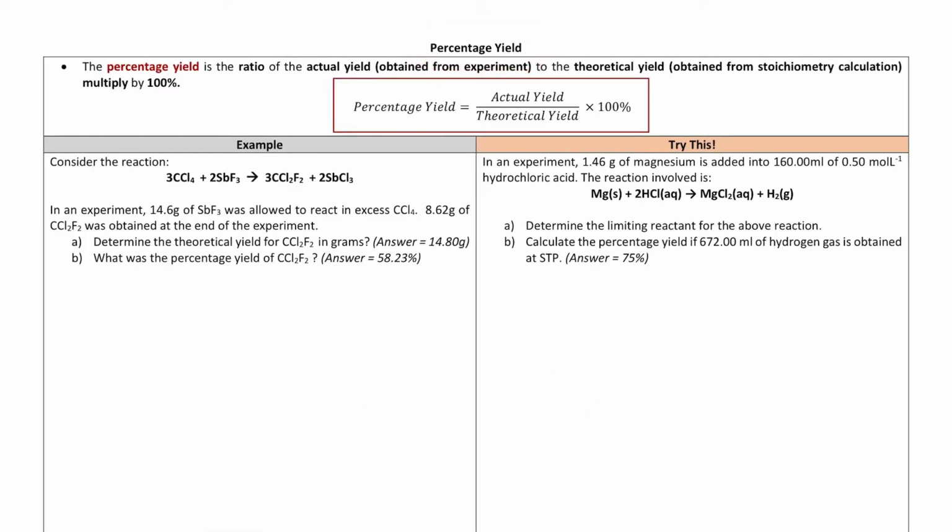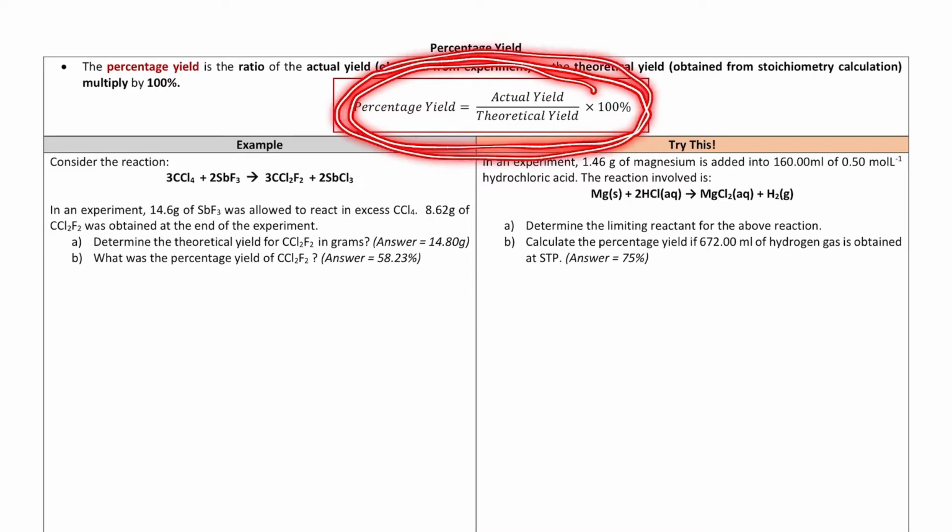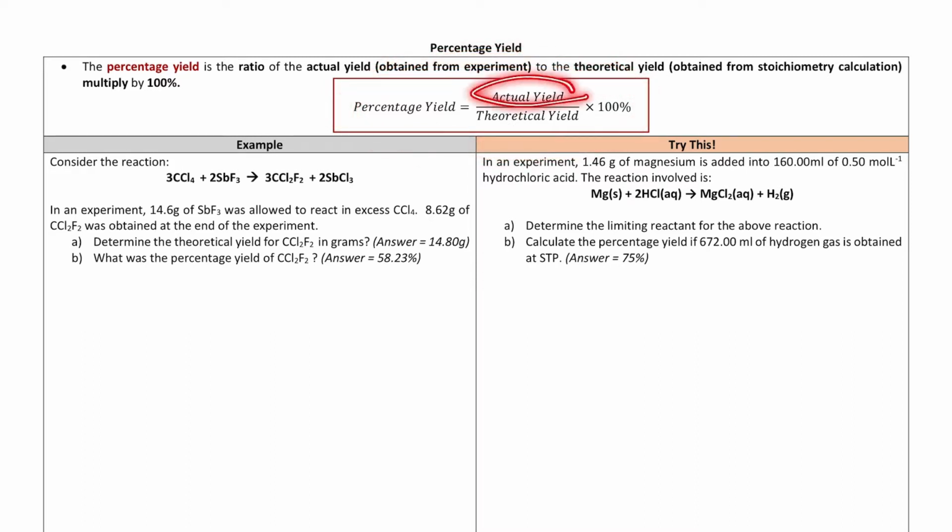Before I explain what is percentage yield, I want to say first what is yield. If anyone doesn't know, yield means hasil, the product. So we want to find what percentage of product we get. Basically, this is the definition of percentage yield: the percentage yield is the ratio of actual yield to the theoretical yield multiplied by 100%. Basically, the definition just explains this formula again. So take actual yield divided by theoretical yield, multiply by 100, and we get the percentage yield.